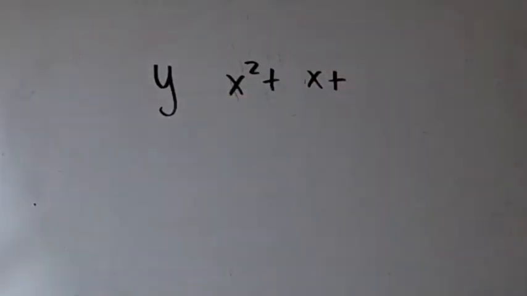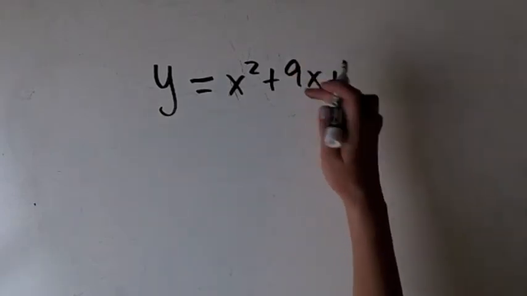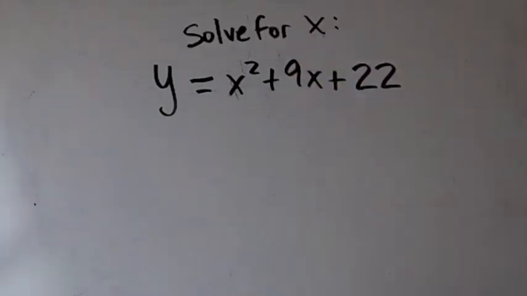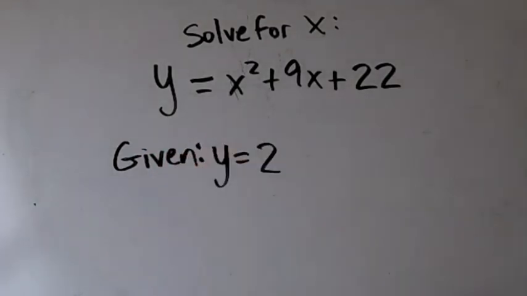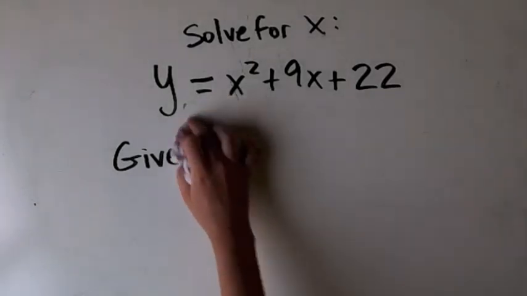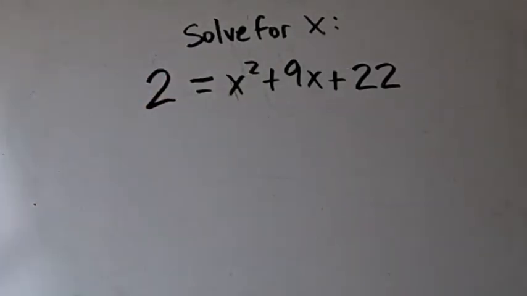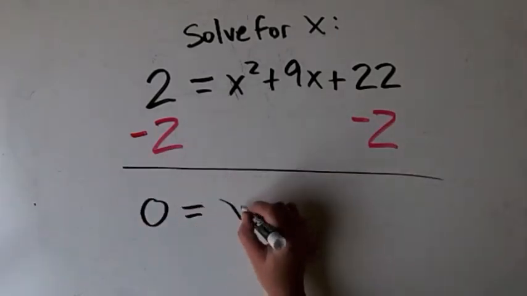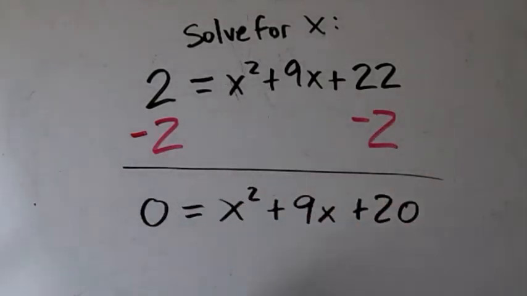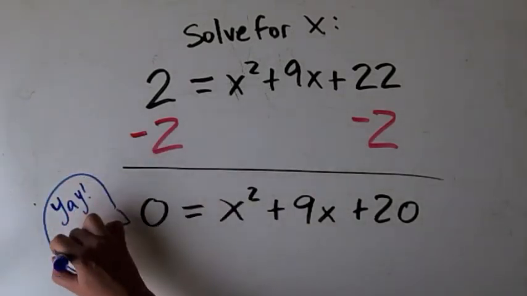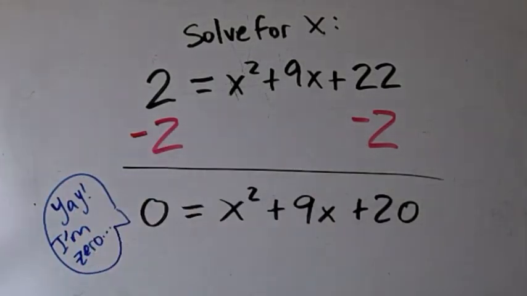For example, suppose we want to solve for x in the equation y equals x squared plus 9x plus 22, given y equals 2. Replacing y with 2 in the equation will give us 2 is equal to x squared plus 9x plus 22. Now to set the expression equal to 0, we need to take 2 away from the left and the right side of the equation, leaving us with 0 is equal to x squared plus 9x plus 20. We can then factor the quadratic and solve for x.